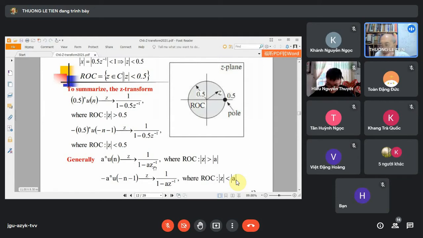Poles and zeros: I think you already know the basic definitions of zeros and poles of a function. When we take the numerator equal to 0, we can work out the zeros, and when we take the denominator equal to 0, we can work out the poles. And this is minus A power of n, u[-n-1]. Then we get the same function, except the region of convergence. Try to remember this.